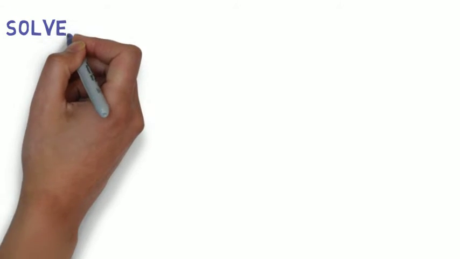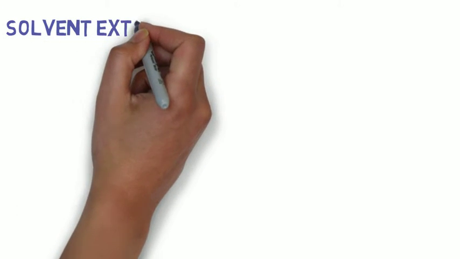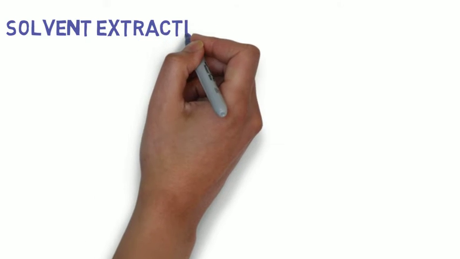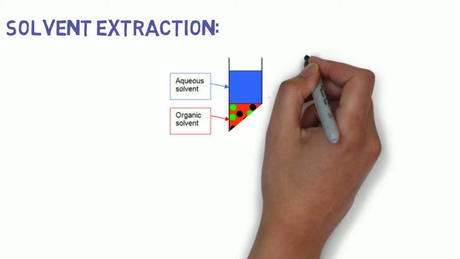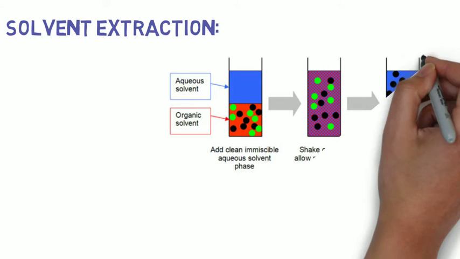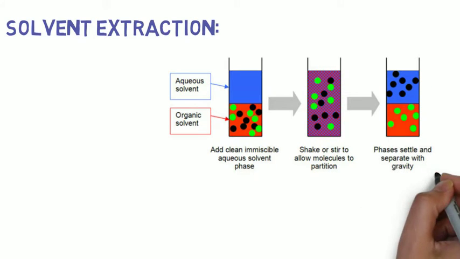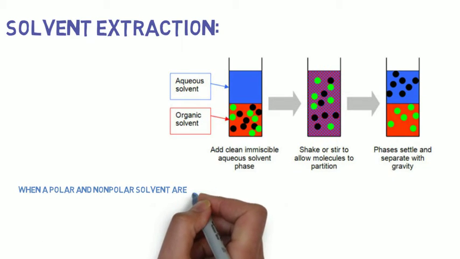Now we have solvent extraction, a method in which a polar solvent and a non-polar solvent are added to the target compound, usually two liquids. Each solvent dissolves a different part of the compound. When each phase is separated, the solvents evaporate, leaving the different parts of the compound clearly and cleanly separated.